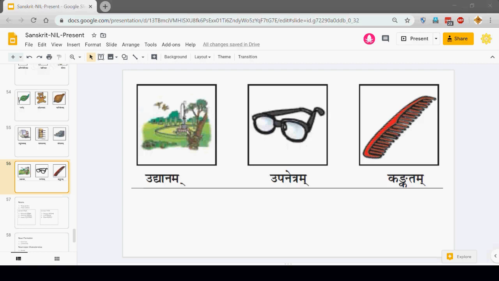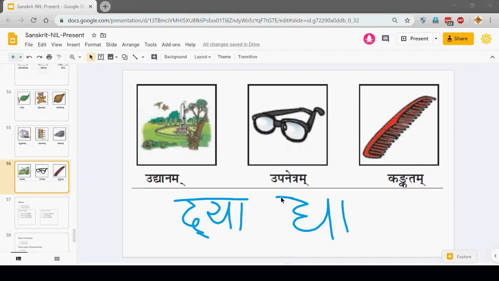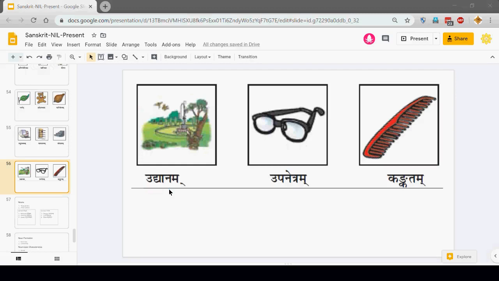Udyanam. So this is a special notation. Dhyanam. There is a dha and ya here. Together it is many times written like this. Udya. Actually there is a small dha here which is not completely written, and there is a ya following it. But it looks like this. Udyanam is a park.